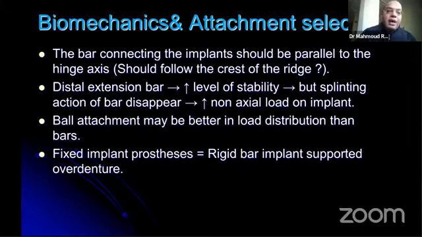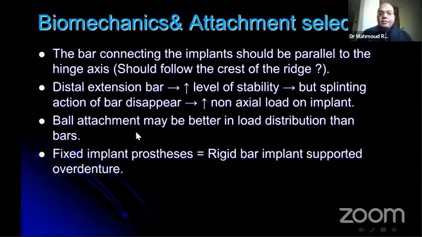The last thing we will talk about is the biomechanics in attachment selection. The bar connecting the implants should be parallel to the hinge axis and should follow the crest of the ridge. This is also to not interfere with the tongue space and to allow the hinge movement we talked about before. The distal extension bar increases the level of stability, but the splinting action of the bar disappears, then increases non-axial load on the implant. Ball attachment may be better in load distribution than the bars.